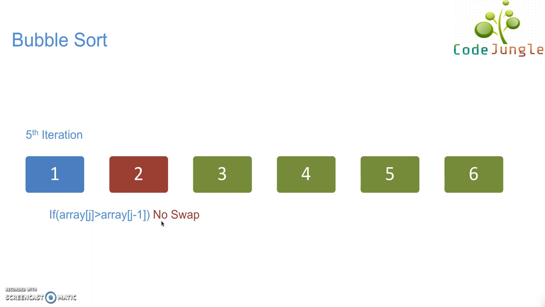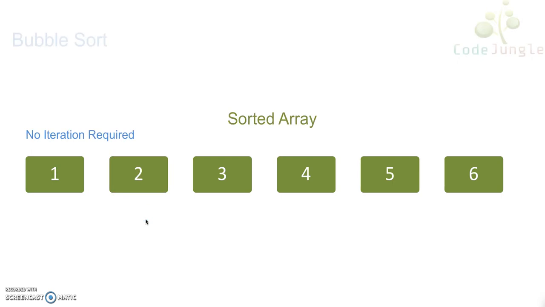Next, we will go ahead with the fifth iteration. Here, 2 becomes the jth element and 1 becomes the j minus 1 element. As 2 is greater than 1, hence there is no need of swap. And with this, we complete our fifth iteration as well. And by the end of the fifth iteration, that is the last iteration, we see that the array is sorted.